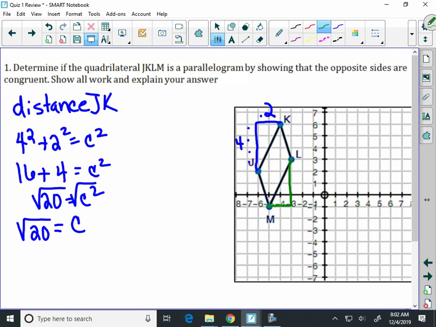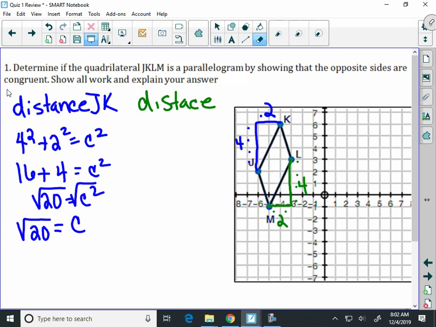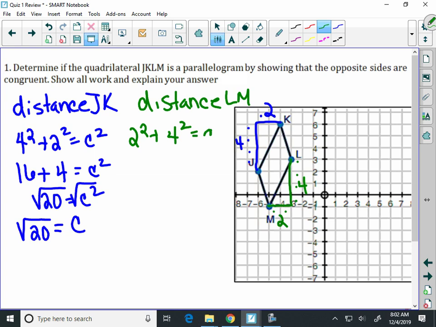So let's look at this triangle as well. But what we see is we've got 1, 2, 3, 4, and we have 1, 2 here. And what we see for the distance of LM is going to have the same calculation. So 2 squared plus 4 squared equals c squared. I know that the numbers are reversed, but 2 squared is still 4. 4 squared is still 16. We ultimately end up with the square root of 20.